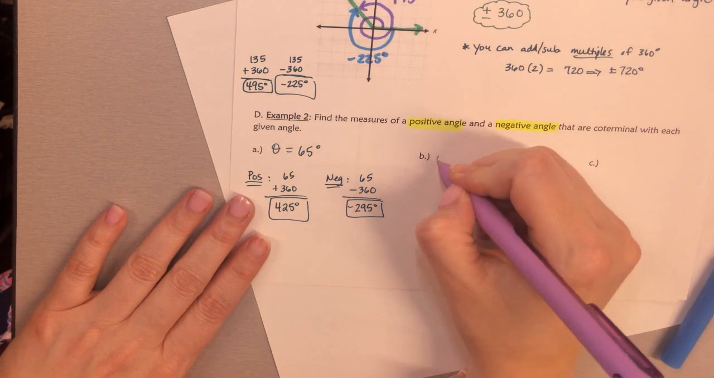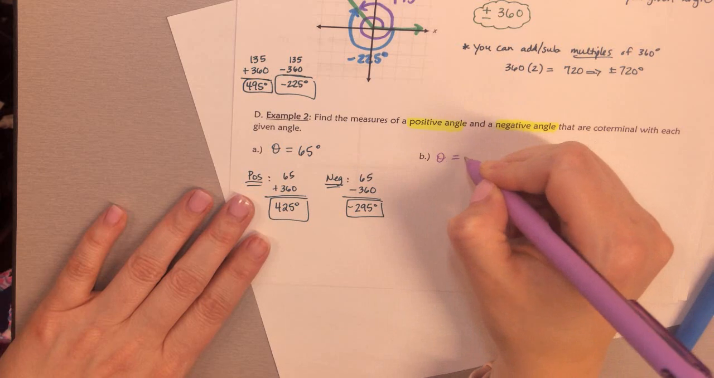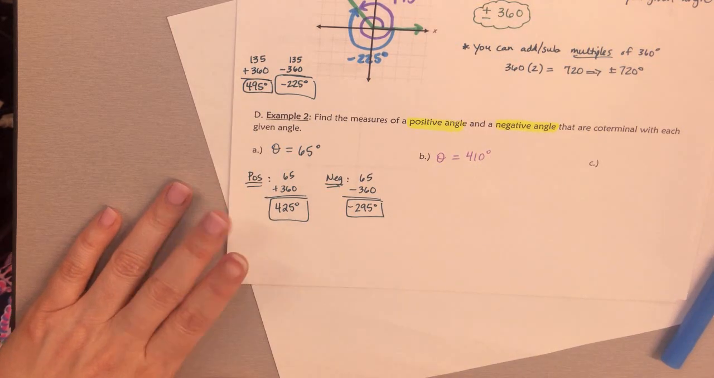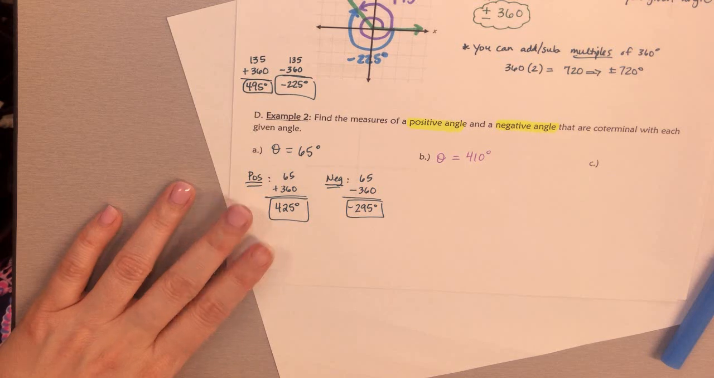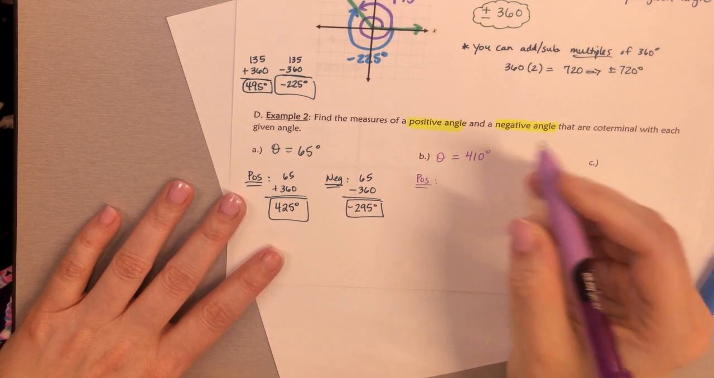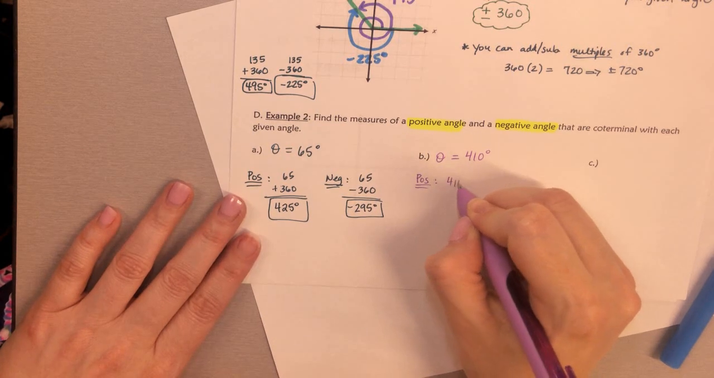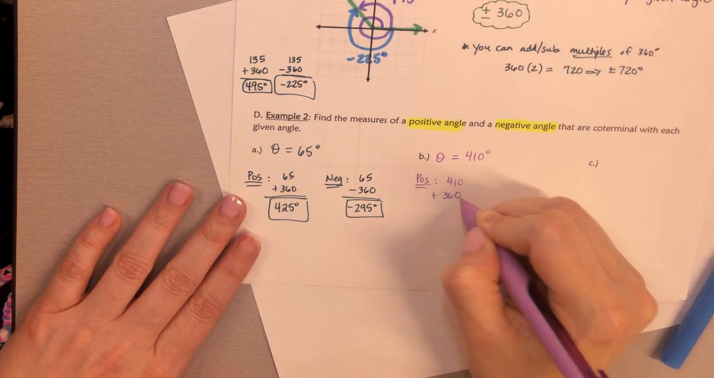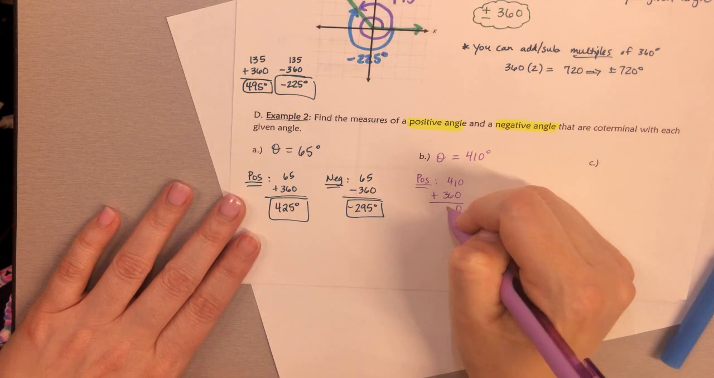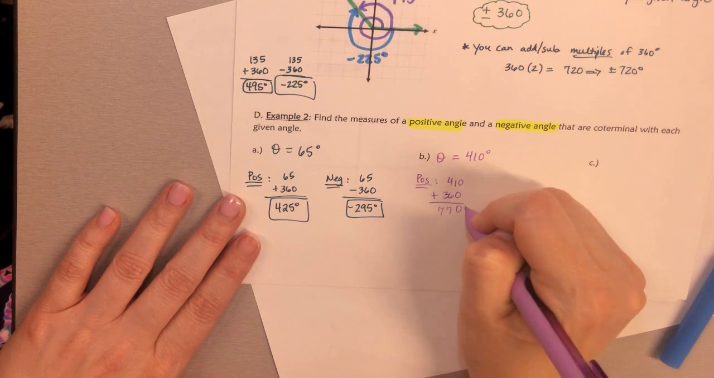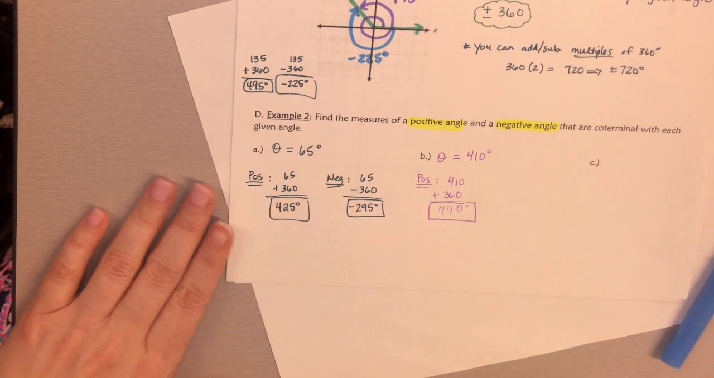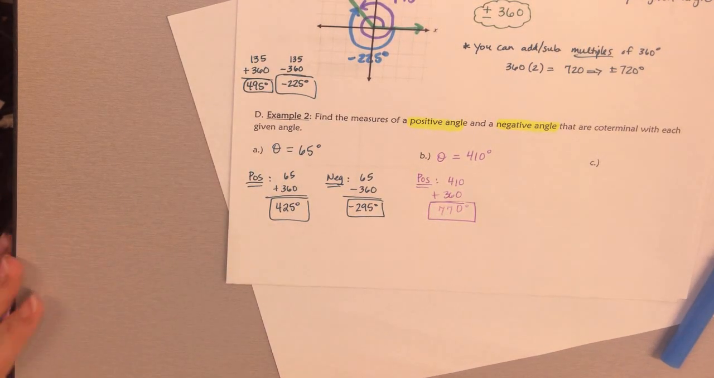Okay, and then for B, we have theta is 410. So this one's going to be a little bit different. The first part where you're finding the positive, that can be the same, where you take 410 and add 360, and you get 770, which would be a great positive angle.